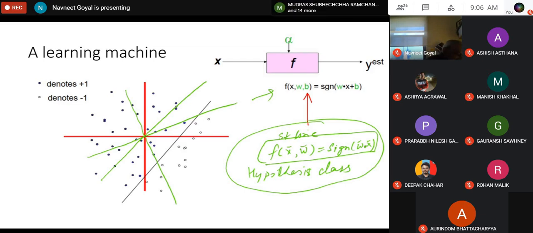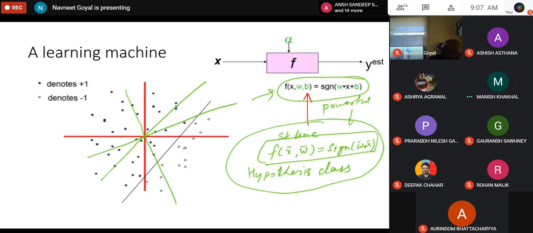So this figure only tells us that this hypothesis class of classifiers is more powerful than this one. Do you understand what I'm saying?